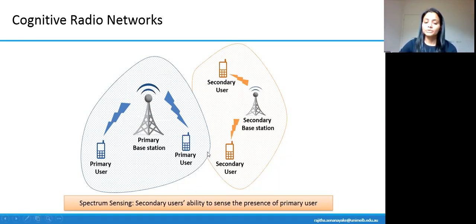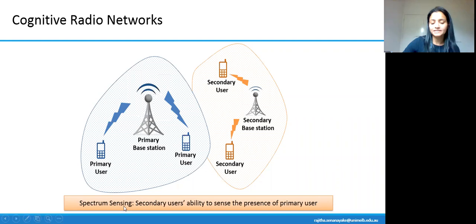So for this whole cognitive radio network concept to work, the secondary users should be able to properly detect the presence of primary users. If the secondary users start transmitting when the primary users are also transmitting, it will cause a lot of interference to our licensed users, and we don't want that to happen. So the secondary users should be able to properly detect whether there is a primary user or not before they start transmitting. For that, we use a technique called spectrum sensing.